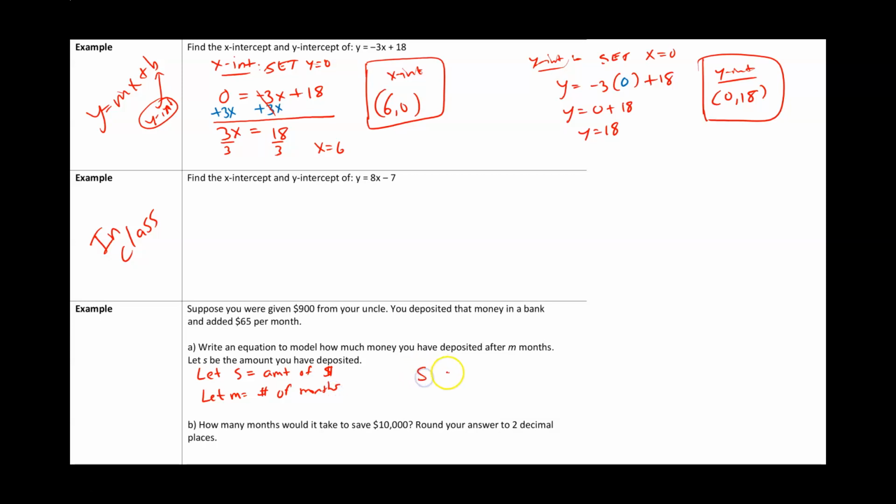So I'm going to say S, which is the amount of savings I have. Remember, I start with $900, and every month I deposit $65. So because it's $65 per month, it'll be plus 65M. The 900 doesn't have a variable, it's a fixed amount. Your uncle gave it to you one time. Your uncle's not giving it to you every single month. But every month you are getting $65, so it's going to be 65M.